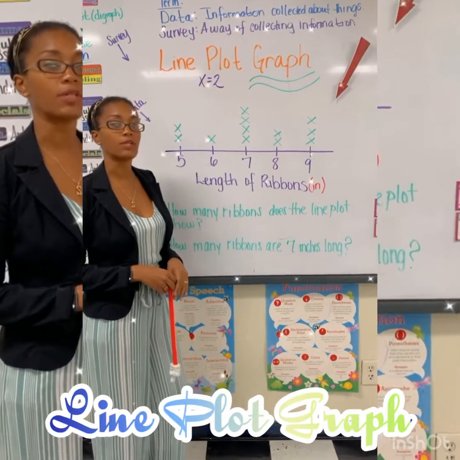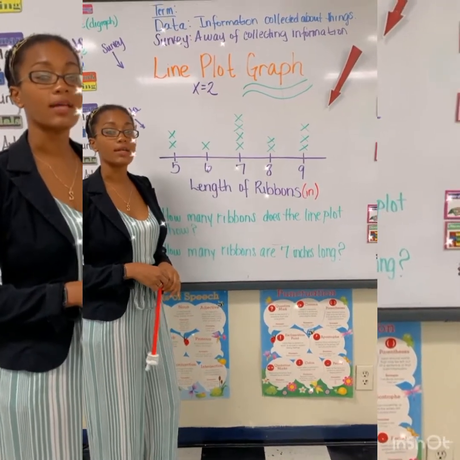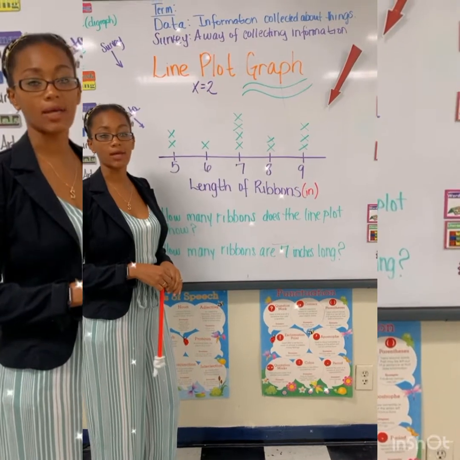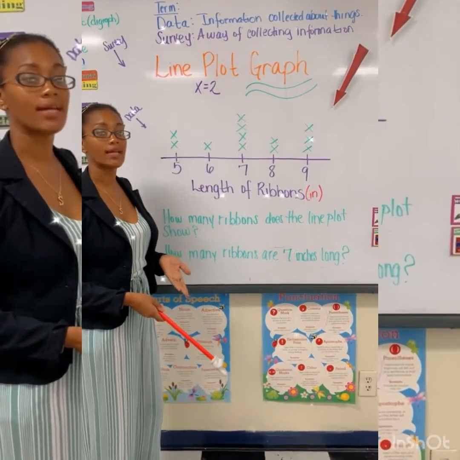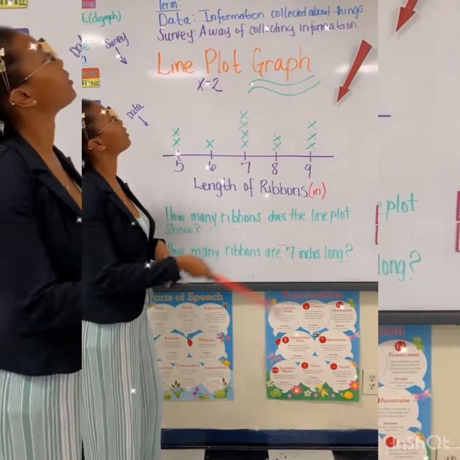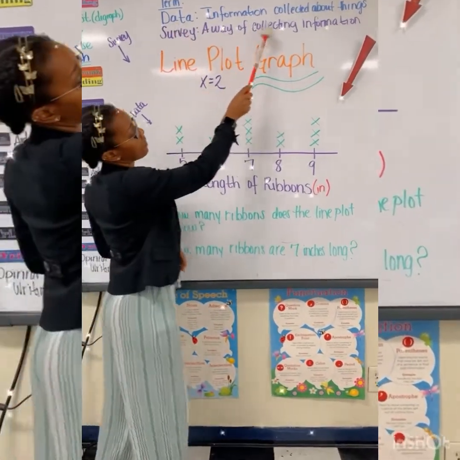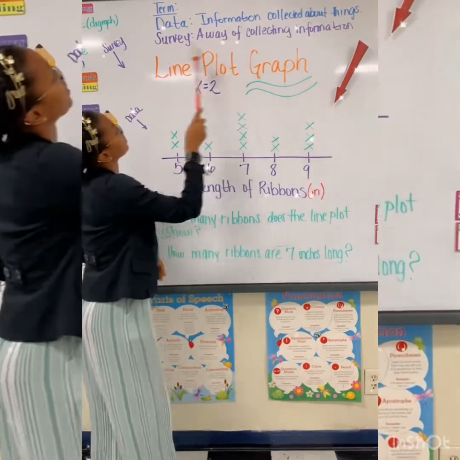Today we are going to be learning about a line plot graph. A line plot graph shows data along a number line. You might be asking yourself, what is data? So let's look at some key terms before we begin. Data is information collected about things.